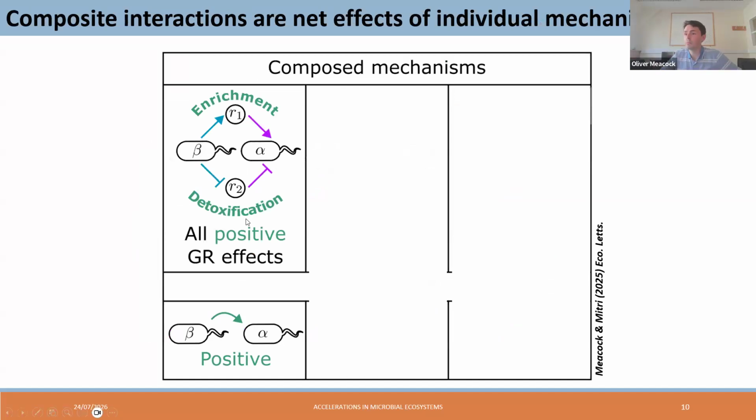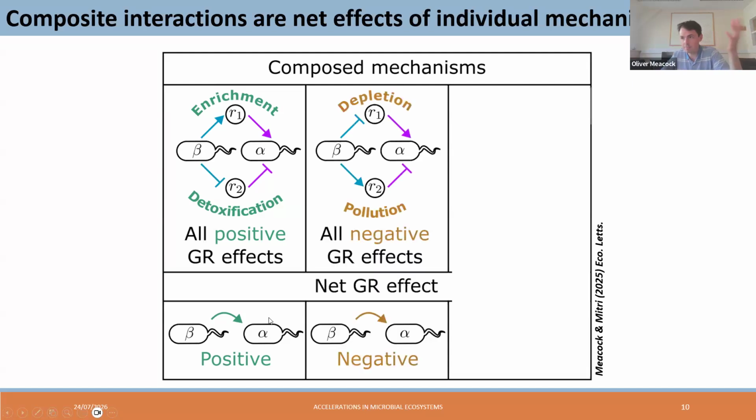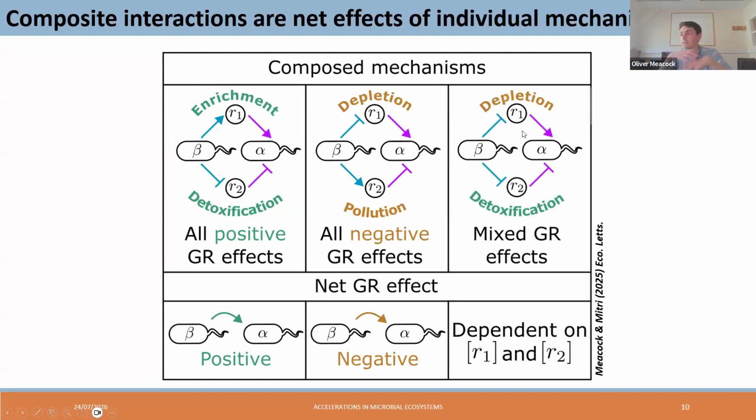So we can combine, for example, enrichment and detoxification, both of these mechanisms have a positive effect on the growth rate of alpha, and so the net effect of both of those together is positive. We have a very similar idea here where we've got depletion and pollution occurring simultaneously. Both of these have negative effects on the growth rate of alpha, and so we would call this a negative growth rate effect. And then over here, what I've done is I've combined together two mechanisms that have opposite signs. So we've got this depletion, which is competition for resources, but then we also have down here detoxification, which is a positive effect. So this might be, for example, removing an antibiotic from the environment.